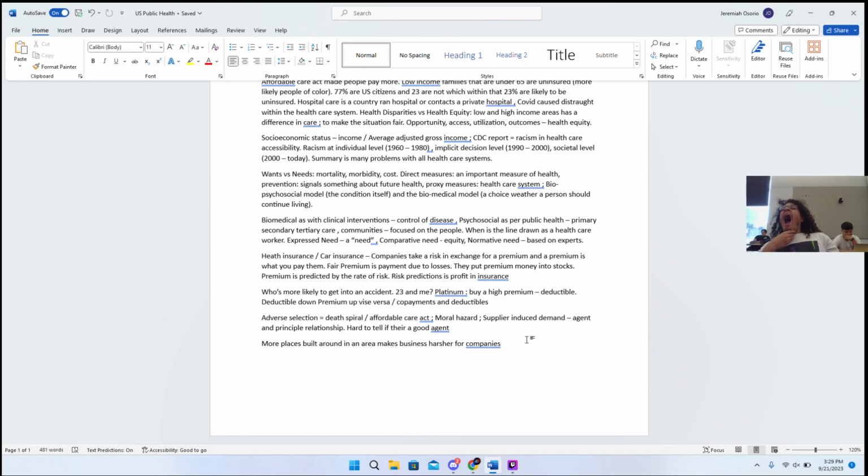So that's what supply induced demand means, is that they're either raising their prices, and you can't tell whether or not the extra cost is something for which it's needed or not. Or what they're doing is that they're increasing the amount of visits that you have to have. Clear? Okay.